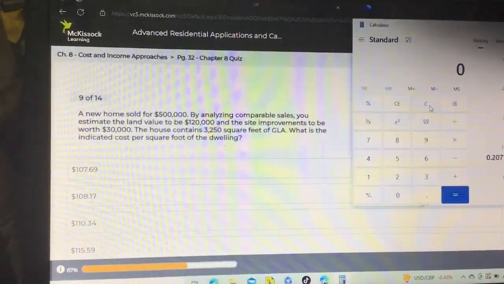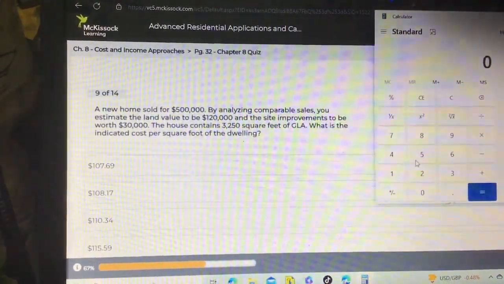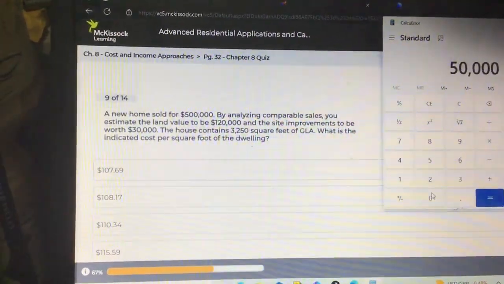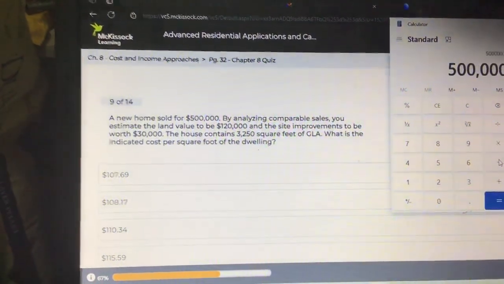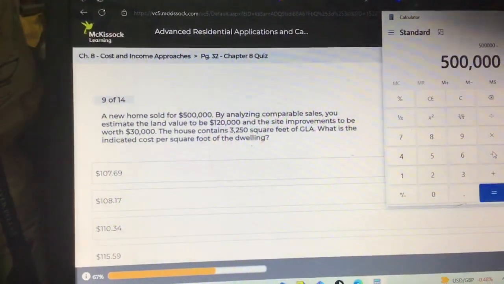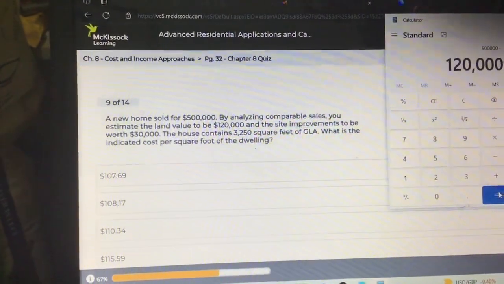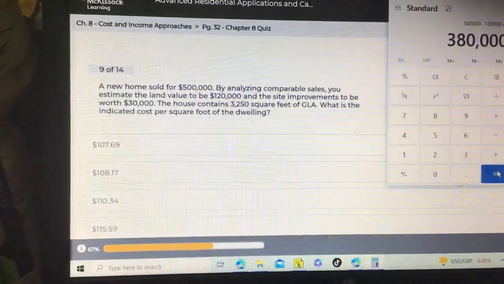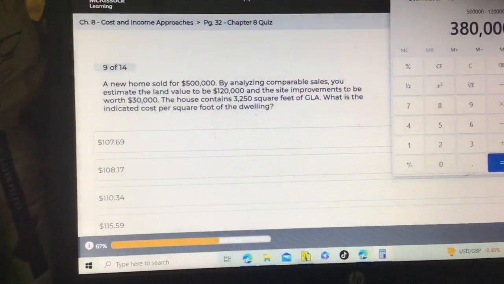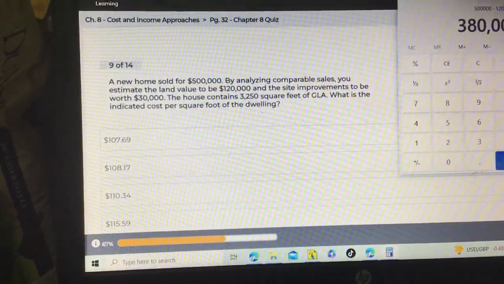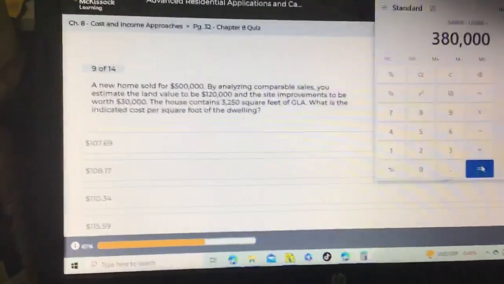Start at the top, clear your calculator. Then you're going to enter in the price of the subject, which was $500,000. And then you're going to minus the estimated land value, which was $120,000. That equals $380,000 estimated depreciation. Something like that. Forgot the actual definition.